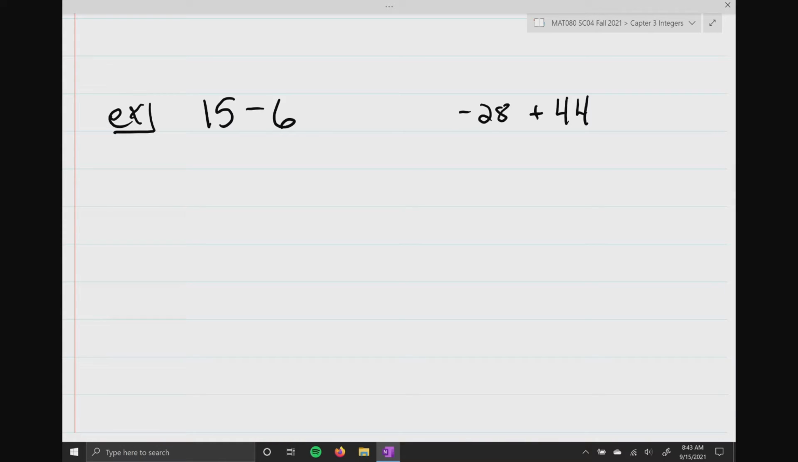All right, what'd you get for the first one? 15 minus 6. 9. I love it. Did you have to go through all that mess that I did earlier where you had to find the absolute value of each and stuff like that? Or did you just look at it and go, 15 minus 6 is 9? I just kind of looked at it. Yeah, just because those are smaller numbers. I feel like it'll help with larger numbers.